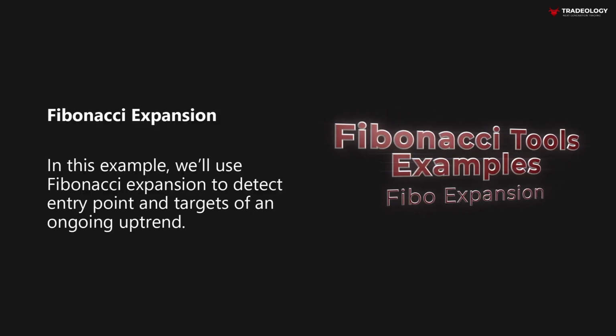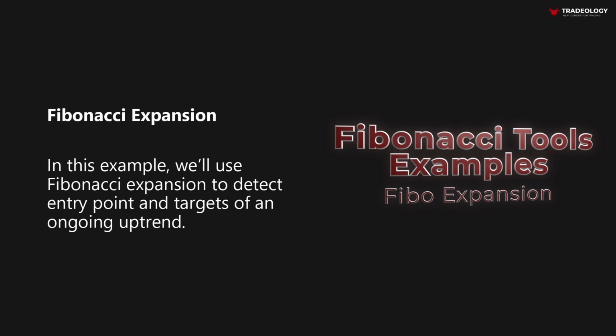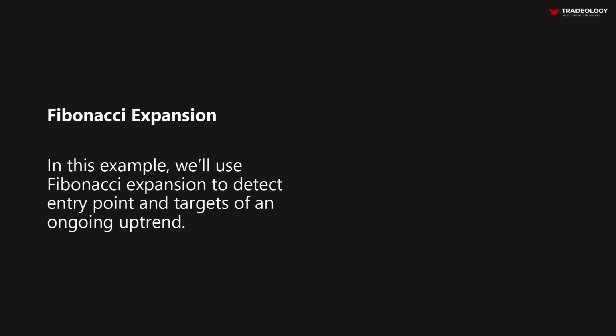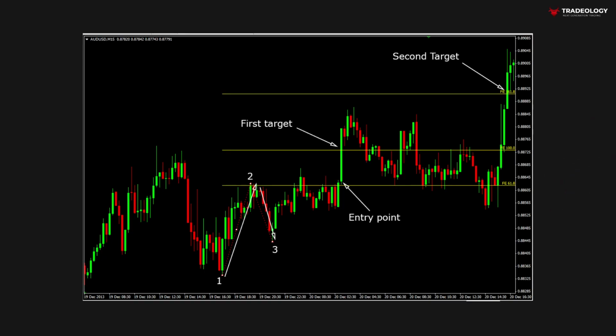Now, for Fibonacci expansion, in this example, we'll use Fibonacci expansion to detect entry points and targets of an ongoing uptrend. As in the image, the first point will be the swing low of the uptrend. The second point will be the swing high of the uptrend, and the third point will be the swing low of the pullback or reversal. The first Fibonacci level will serve us as the entry point for a long trade. After the candle closes above it, we are ready to place the trade. The second Fibonacci level will be our first target, and the third Fibonacci level will be our second target.